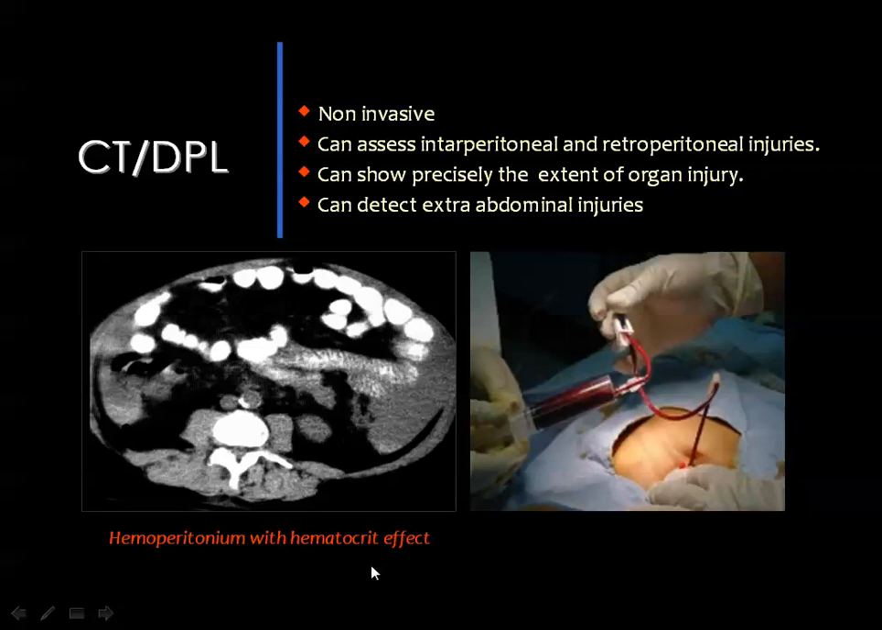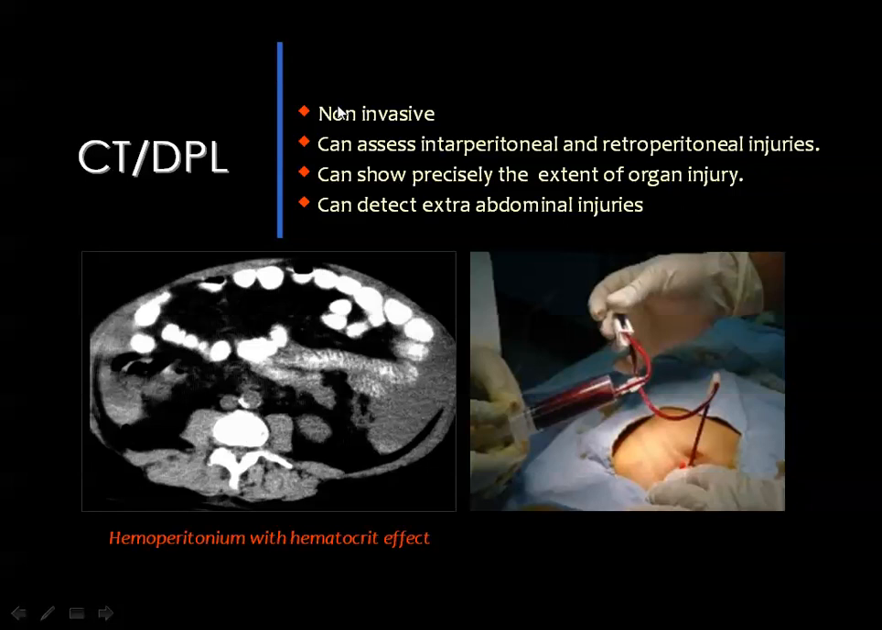And this is the diagnostic peritoneal lavage. You put some catheters inside the peritoneal cavity and you aspirate blood, which indicates the presence of an internal hemorrhage and that one of the organs has been injured. And this is just a comparison between the diagnostic value of CT and the diagnostic value of peritoneal lavage.